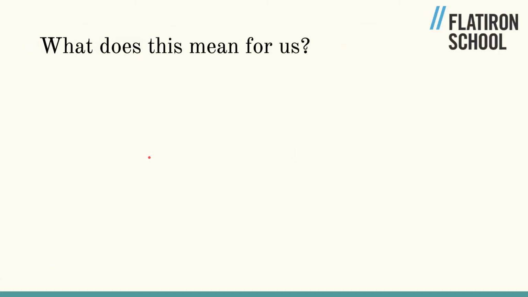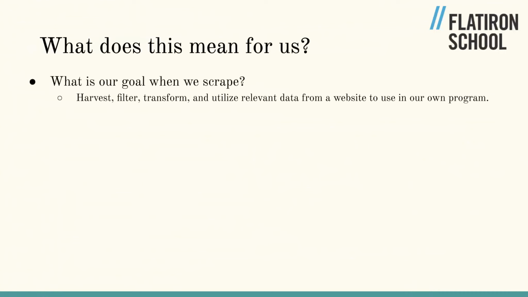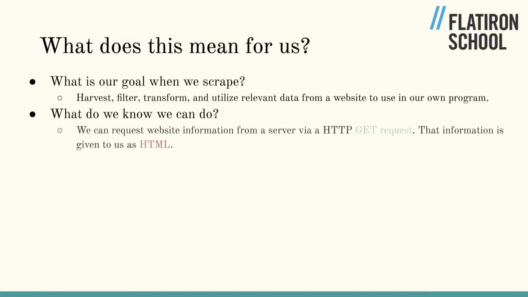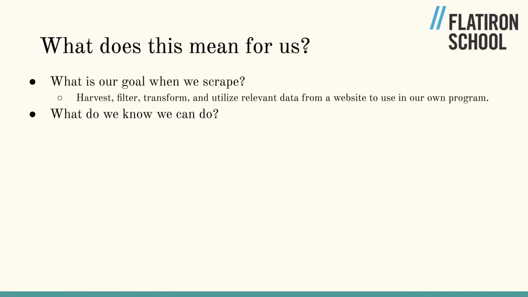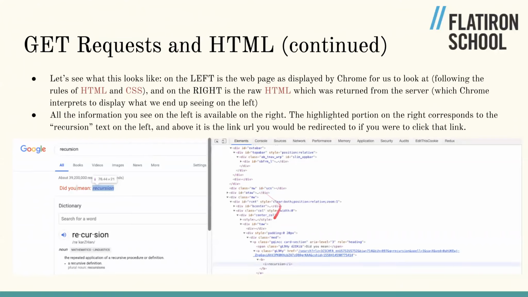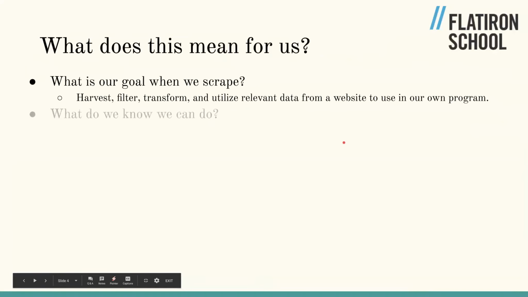All right, so what does this mean for us as scrapers right now? Well, our goal when we scrape is to get information from a web page and then filter and transform it into our own app and then utilize that information. So this is really great for us because we know that we can now perform an HTTP GET request and we can now get back information, which is text, in the form of HTML, like we see right here, right? So this is awesome. Now we can take this text as HTML and we can parse it and get all the information that we want.